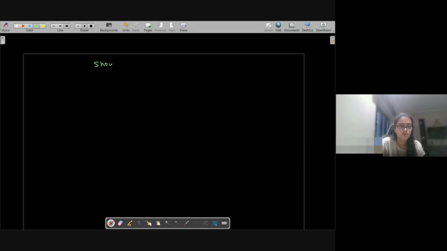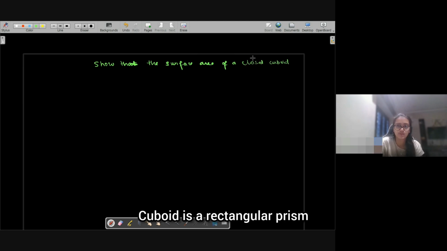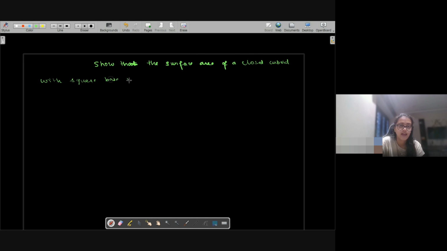Show that the surface area of a closed cuboid with square base and given volume is minimum when it is a cube.